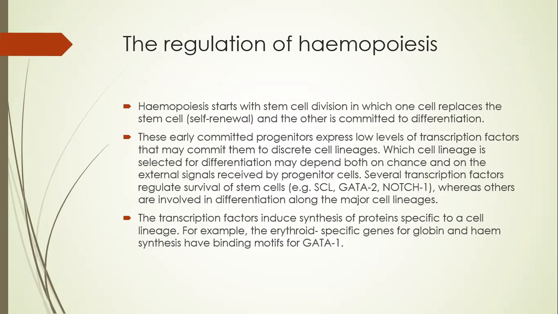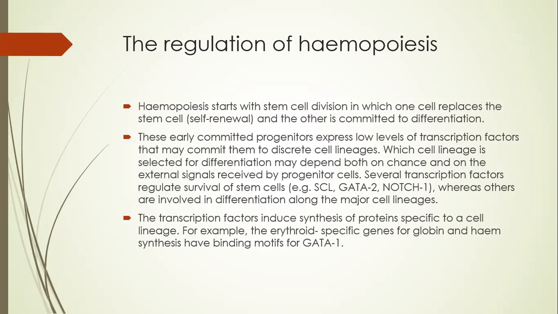Regulation of the hemopoiesis. The hemopoiesis starts with the stem cell division in which one cell replaces the stem cell, self renewal, and the other is committed to differentiation. These early committed progenitors express low levels of transcription factors that may commit them to discrete cell lineages. Which cell lineage is selected for differentiation may depend both on chance and on the external signals received by the progenitor cells. Several transcription factors regulate the survival of the stem cells, whereas others are involved in the differentiation along the major cell lineages. Transcription factors include induced synthesis of the proteins specific to a cell lineage.